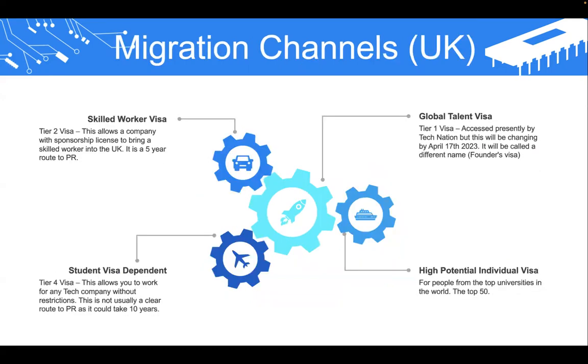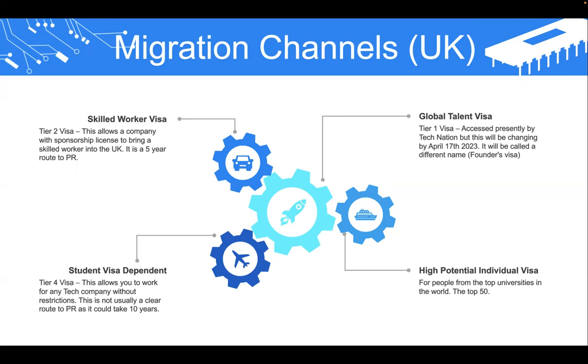There are different migration channels for those who are looking to migrate with tech jobs. There's the skilled worker visa, for example, in the UK. There is the global talent visa. These are the 2 best visas through which people come into the country. I'm currently on a skilled worker visa. It basically is a 5-year route. After the 5 years, you're a permanent resident, and then you get your citizenship.